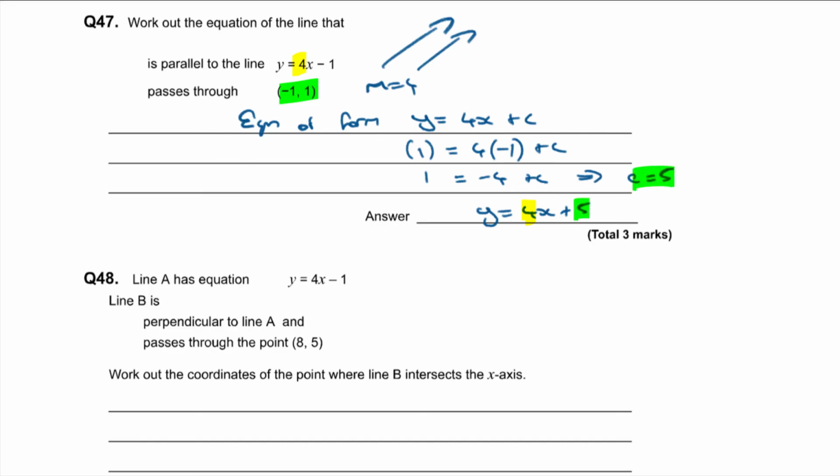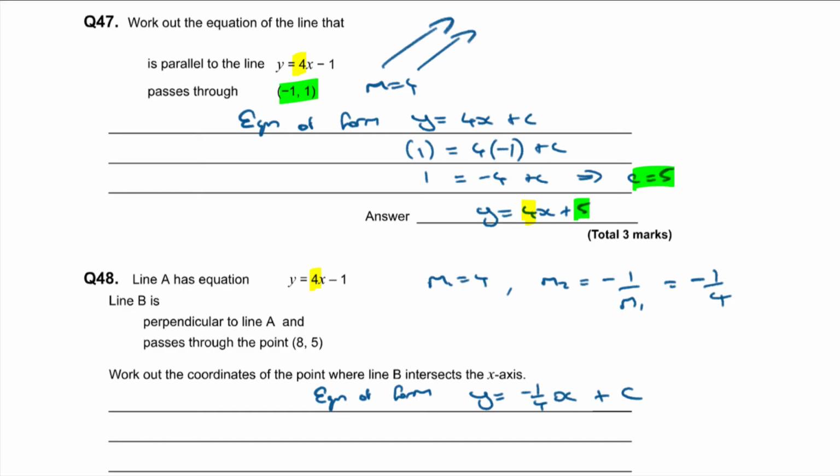Okay. Question 48, line A has the equation y equals 4x minus 1. Line B is perpendicular to line A and passes through the point 8, 5. Okay. So our original line has gradient of 4. So that's m1. m1 is equal to 4. Now what's m2, the gradient of our new line? m2 is going to be the negative reciprocal of m1. So it's going to be minus 1 over 4. Okay, that's the gradient of my new line. So the equation is going to be of the form y equals m, where m is minus a quarter, of x plus our y-intercept c.